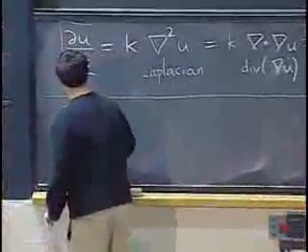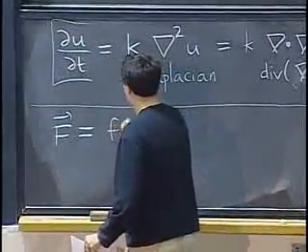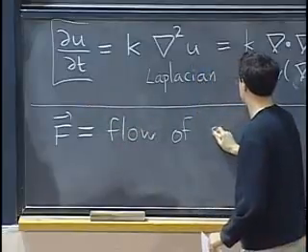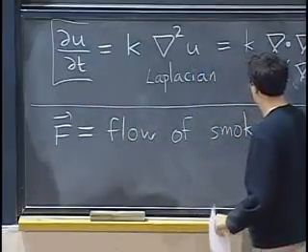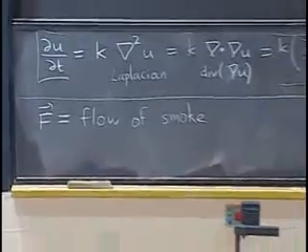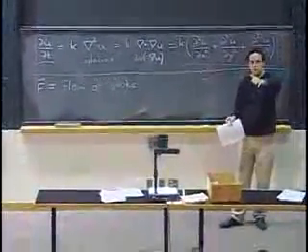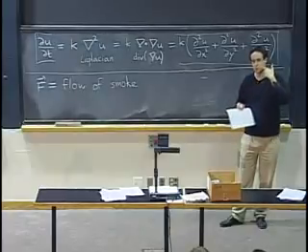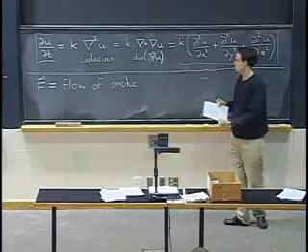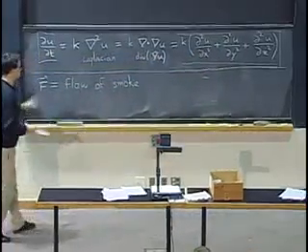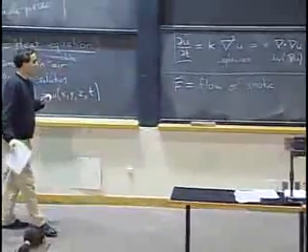So I'm going to think of the flow of, well, let's imagine that we're doing motion of smoke in air. So that's the flow of the smoke. That means, at every point, it's a vector whose direction tells me in which direction the smoke is actually moving. And its magnitude tells me how fast it's moving and also what amount of smoke is moving. So there's two things to understand.